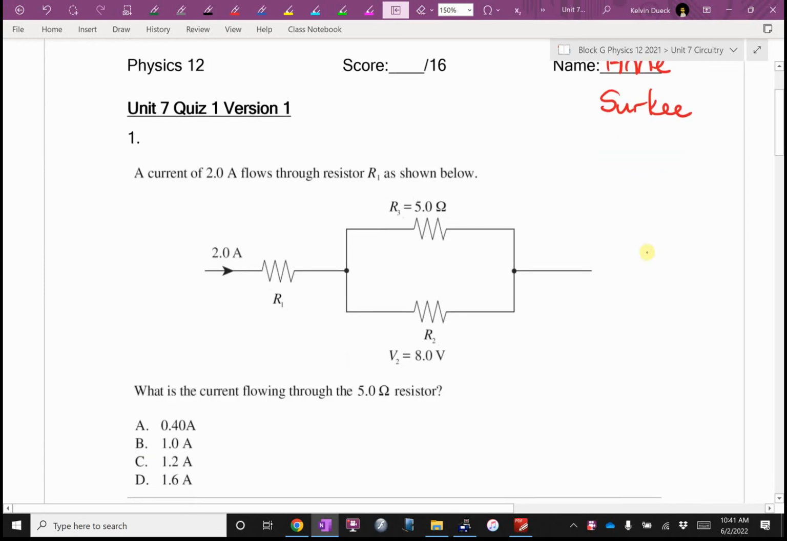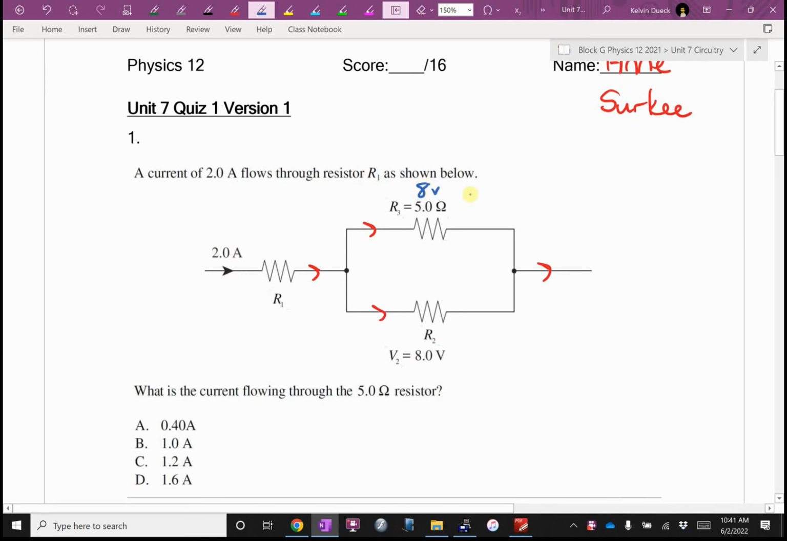What's the current flowing through the 5 ohm resistor? Well, I looked at this, I kind of labeled downhill. And I started to use my Kirchhoff's laws. Page 1 of the things I said, well, if that's 8 volts up here, this is also 8 volts, and now I know 2 things.